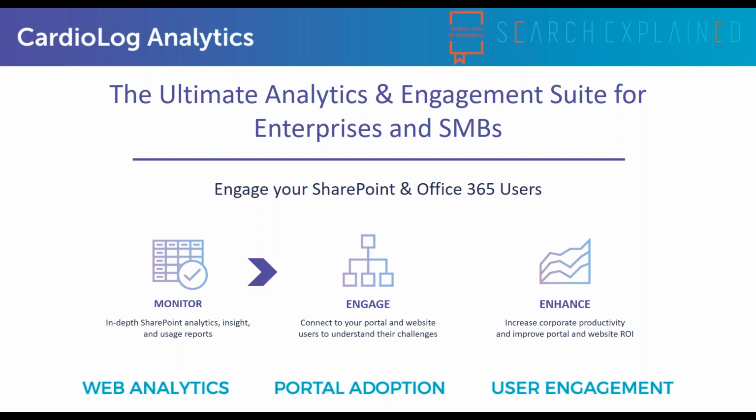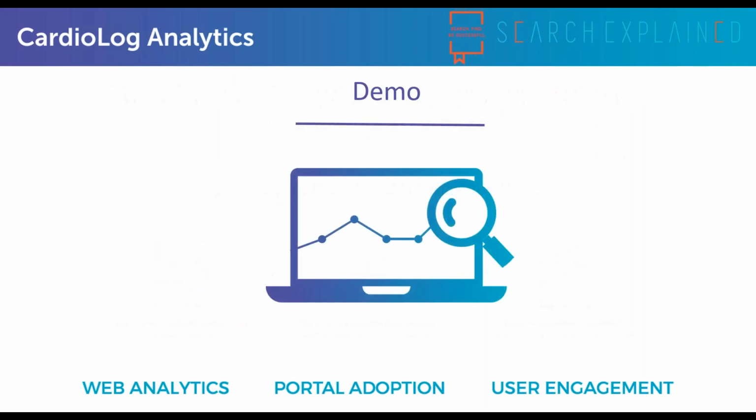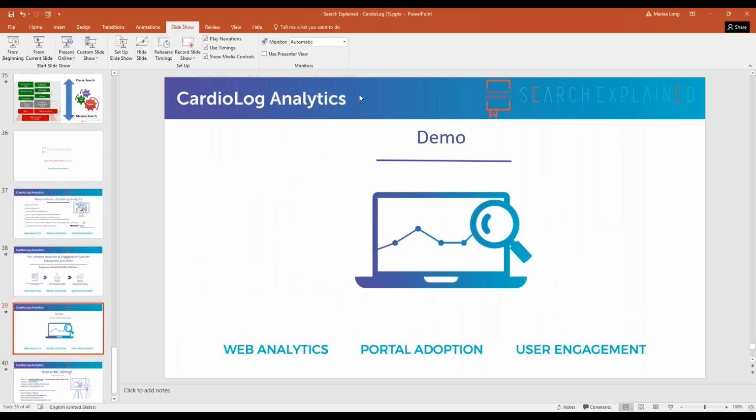And that's really important to get that feedback and engage with your users and constantly push for more information from them in order to make the portal a more productive place. And finally, the most important pillar is to enhance. So we want to make sure that we're constantly improving SharePoint based on these pillars. And the idea is really having these actionable metrics, which will allow us to constantly make the portal better for the users. So I'm going to hop now into a demonstration of CardioLog Analytics SaaS and show you some of our really awesome search dashboards.